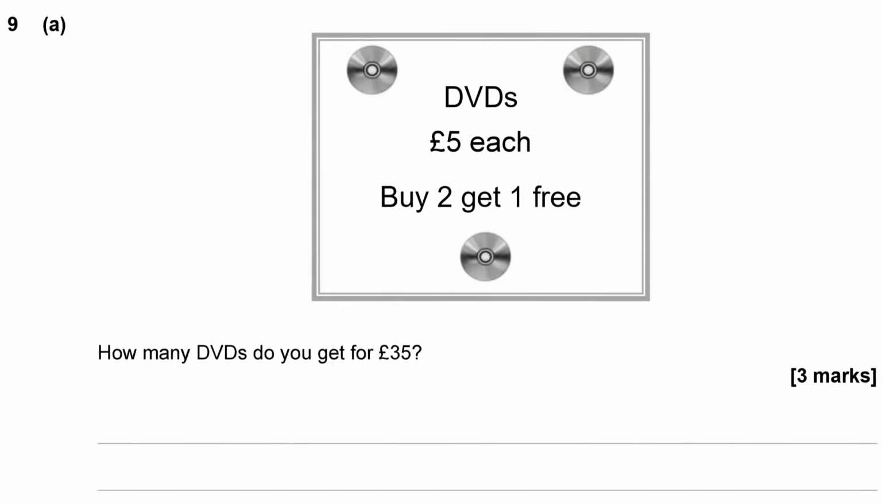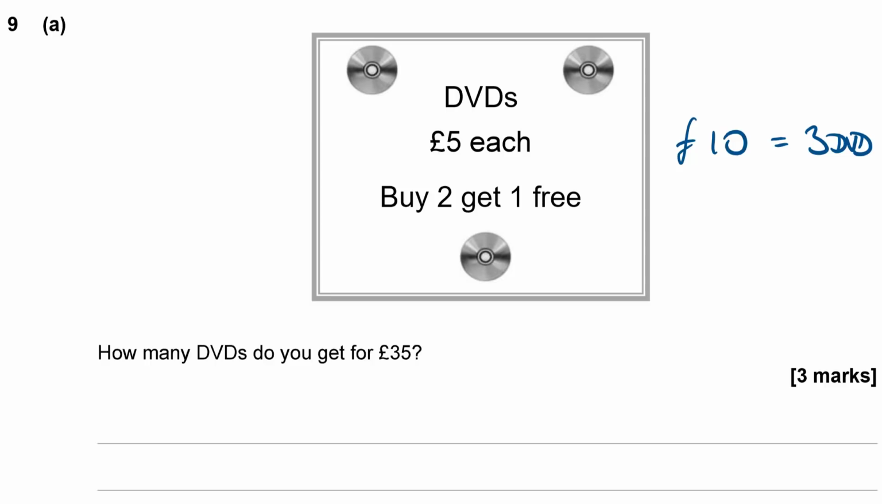Question 9a. We've got a sign here. It says DVDs, £5 each. Buy 2, get 1 free. How many DVDs do you get for £35? Well, they are £5 each, and if you buy 2, you get 1 free. So if you pay for 2, which is £10, you're going to get the 2 that you purchased plus your third one. So you're going to get 3 DVDs for £10, aren't you?